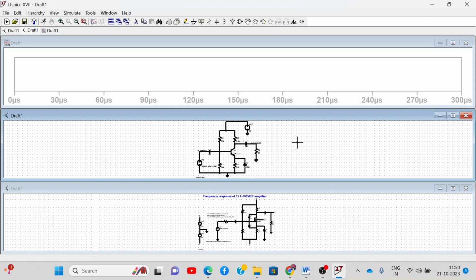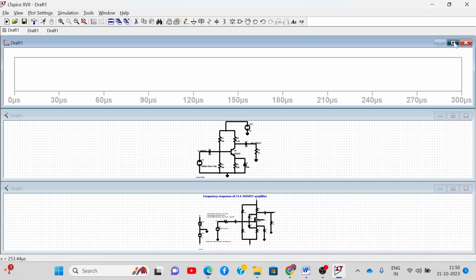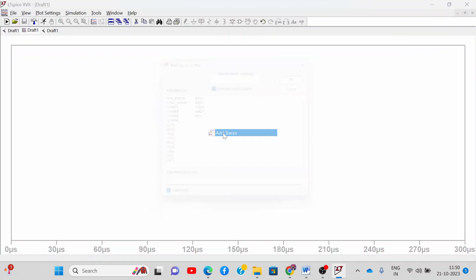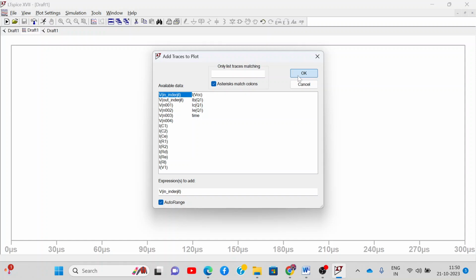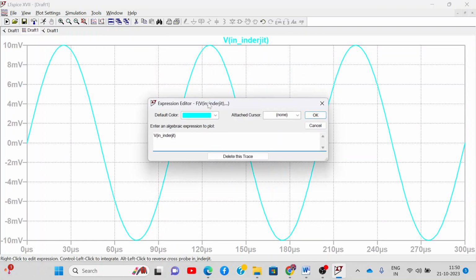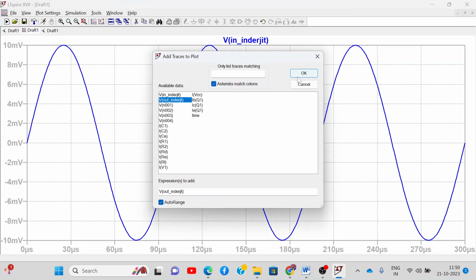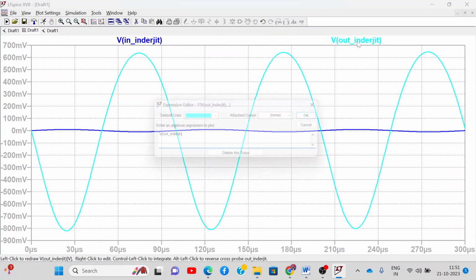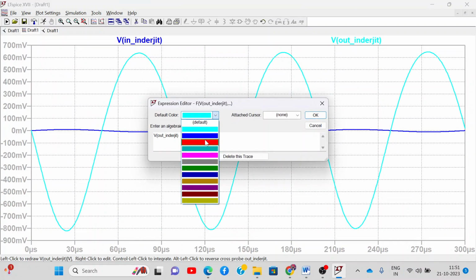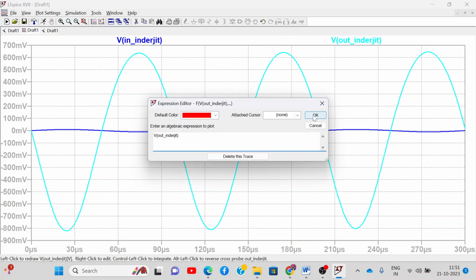So I'll get 3 graphs. Okay, the last one I will. So here on the blank screen, right click, add trace, V in. So this is my V in, 20 millivolt peak to peak. Then I'll add a plane plot, because if I plot it on the same plot, let me show it to you, it will be like a straight line. See, and you will say the output is not coming. Now the output is coming. Input is very, very small compared to the output.